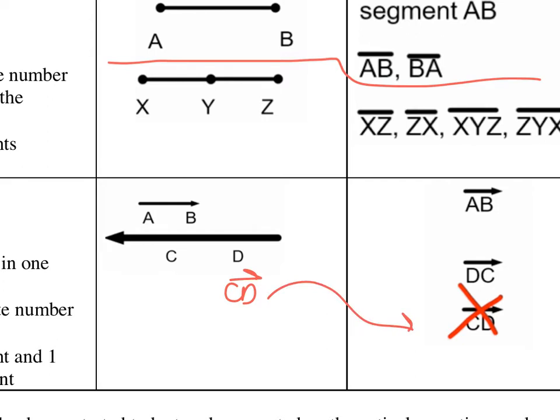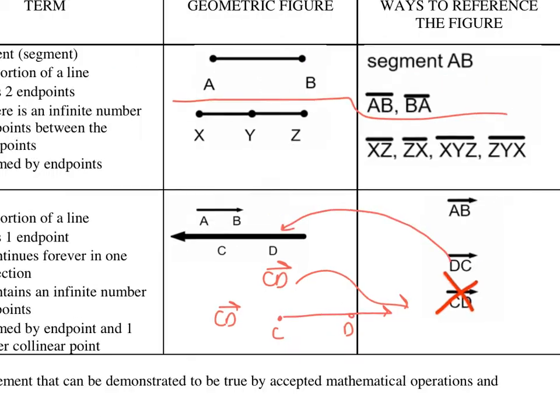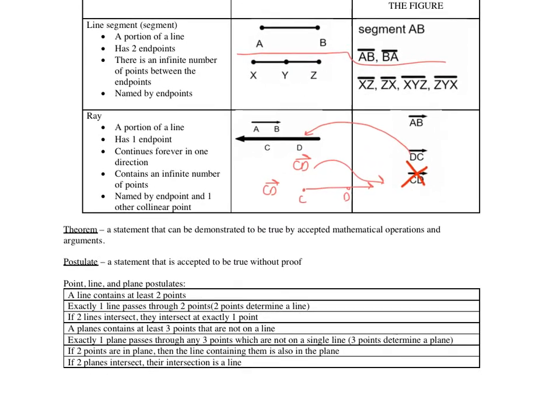The reason why I can't have it written like that is because if I have CD as my ray, then I'm saying that my endpoint C, and it goes on forever and ever and ever in this direction. So we always need to make sure that we are aware of the direction it's going in and aware of what our endpoint is. So for instance, D is my endpoint and C is my point that lies on the same line, or in this case, the ray.